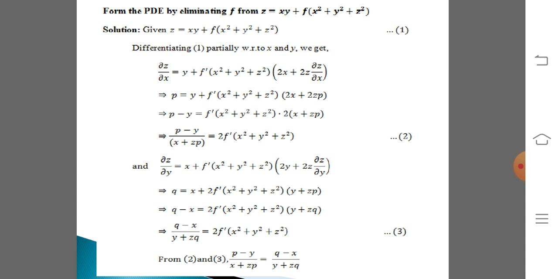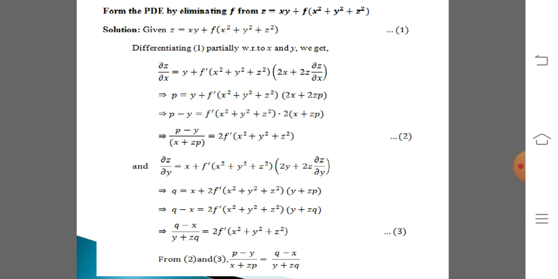Okay, but you can denote the value of ∂z/∂x by p. So you get p equal to y plus f dash of (x² + y² + z²) into (2x + 2zp). So from this we get (p − y) by (x + zp) equal to 2 into f dash of (x² + y² + z²). This is the one we are getting by differentiating the given equation partially with respect to x. You take this as equation number 2.